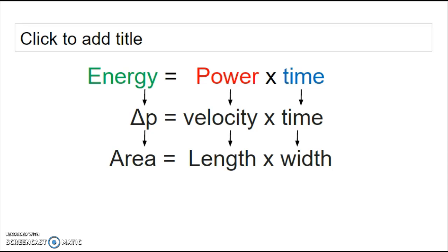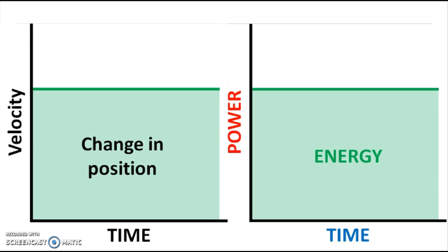So energy equals power times time is, in a weird way, like area equals length times width. So we can look at this graphically and really focus in on this idea of the area being analogous to energy. Just like before, where we had a graph with velocity on the y-axis and time on the x-axis, and the area under the curve being the change in position, if we look at a graph where power is on the y-axis and time is on the x-axis, the area underneath that curve is energy.